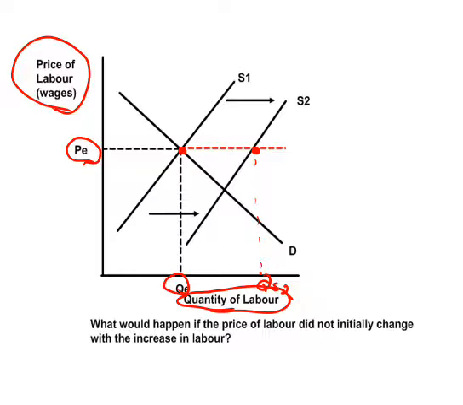If we have more supply than demand, we now have a surplus. So a surplus of labor, and in the labor market we refer to that as unemployment.